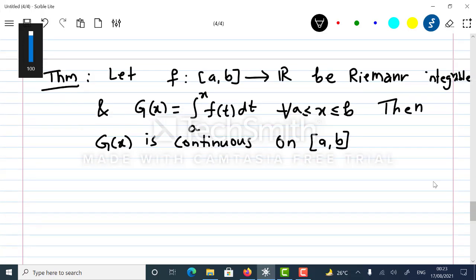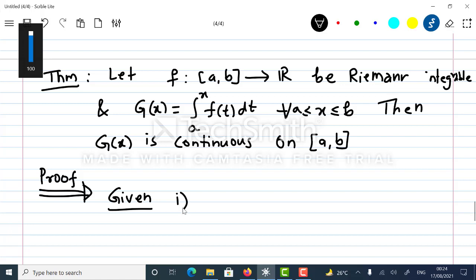So let's prove this. Let's write down what is given. Given fact 1: f is Riemann integrable.